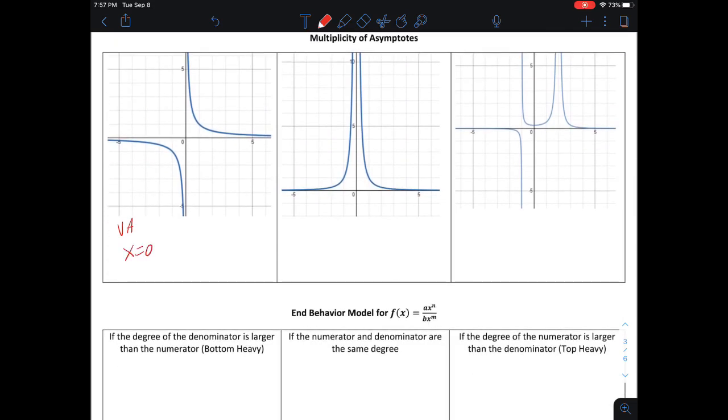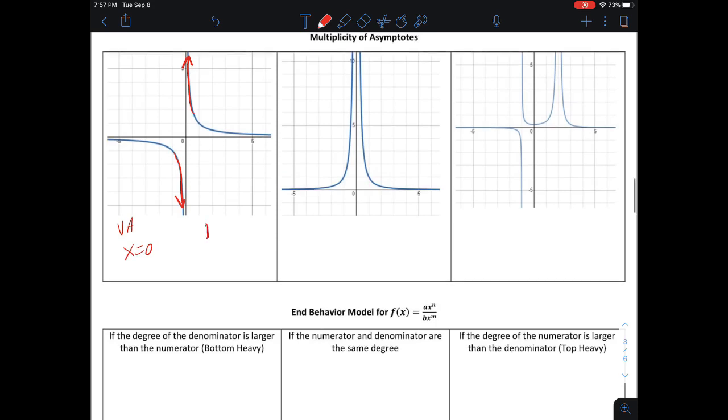Now, if one side goes down and one side goes up around that vertical asymptote, we say that it has a multiplicity of 1. We don't write multiplicities of 1. We only write multiplicities that are greater than 1. So if left and right sides go opposite directions, the vertical asymptote has a multiplicity of 1, which means that factor is present in the denominator only one time. So an example of this function would be 1 over x.